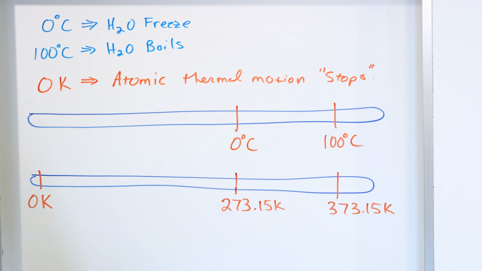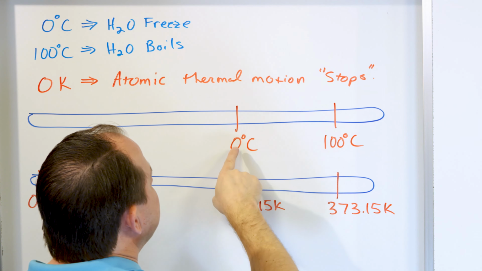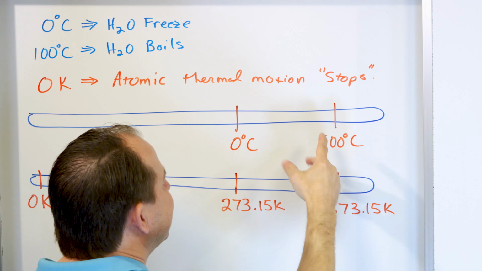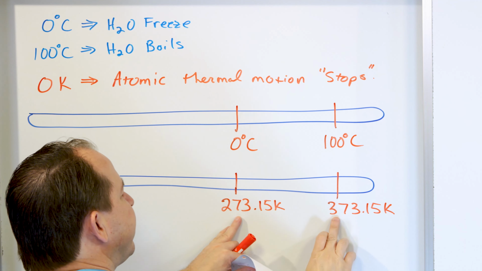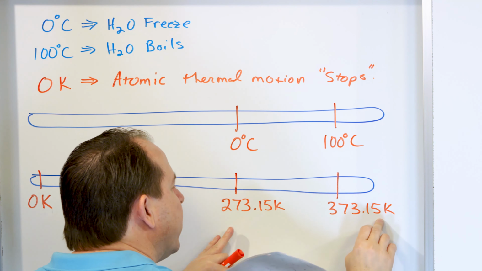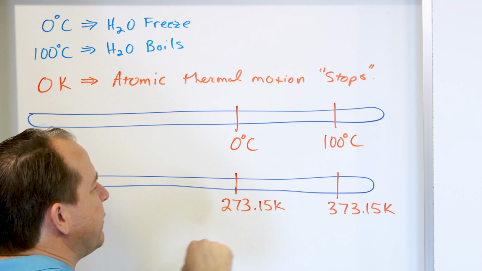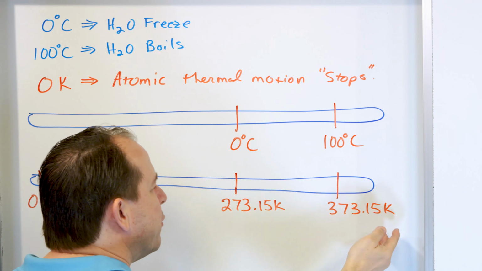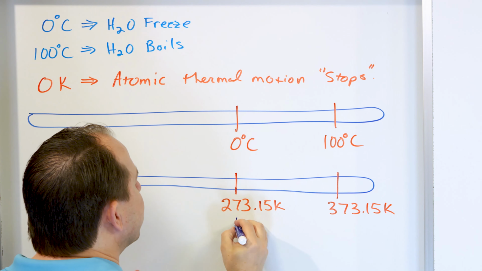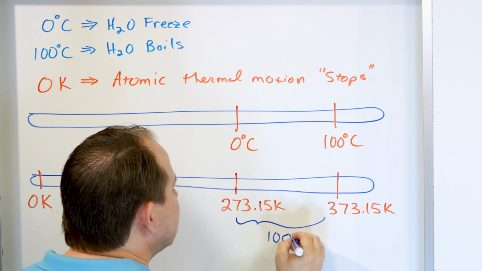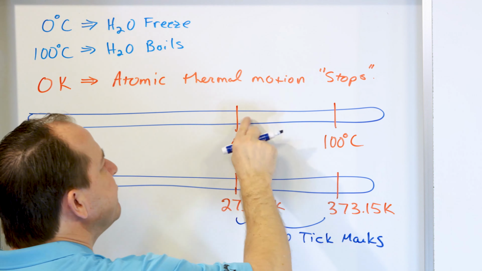The nice thing about the way the Kelvin scale is set up is, notice that there's 100 tick marks between 0 Celsius and 100 Celsius. How do you know? Because 100 minus 0 is 100. But notice if we take these numbers, 373.15 minus 273.15, even though there's a decimal, when we subtract, we still get 100 tick marks. So there's 100 tick marks. And there's 100 tick marks here.